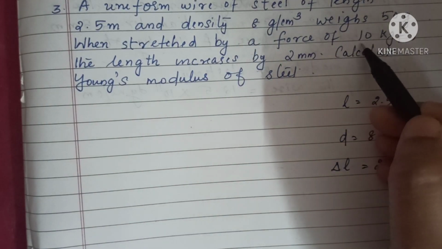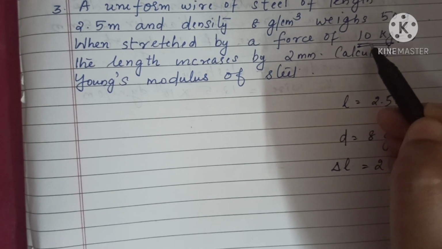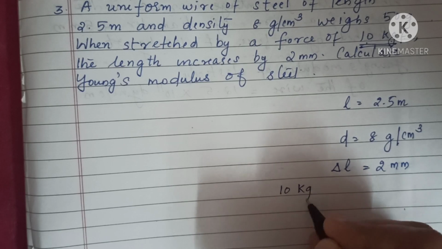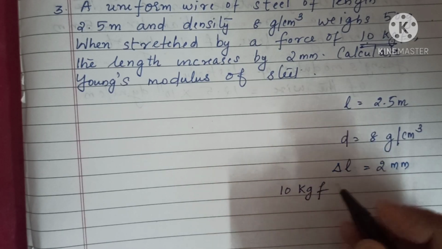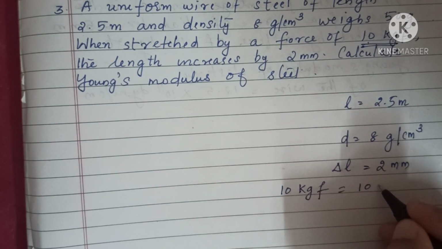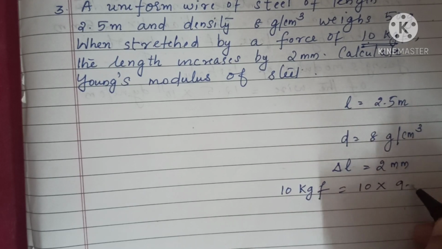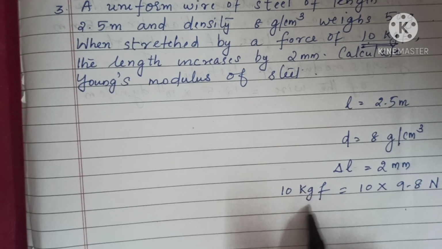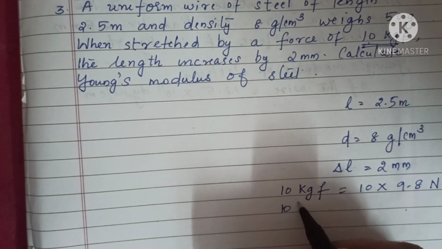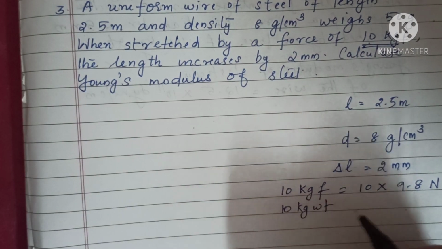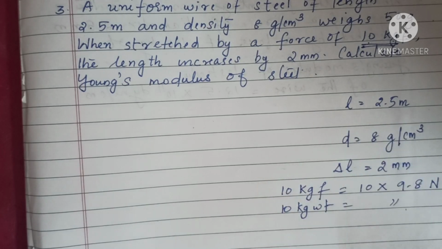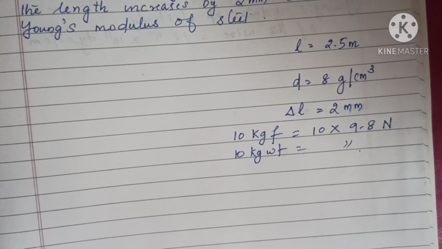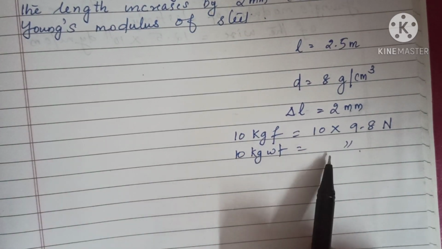So actually here people make a mistake, because 10 kilogram force means what? 10 kilogram weight. This is the meaning. That means 10 into 9.8 Newton. This is actually the meaning of this statement. Sometimes it will be like 10 kilogram weight, so it is also equal to 10 into 9.8 Newton. Clear? So this is what you have to convert here.